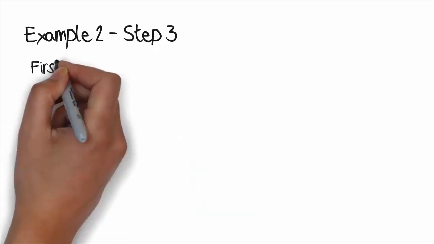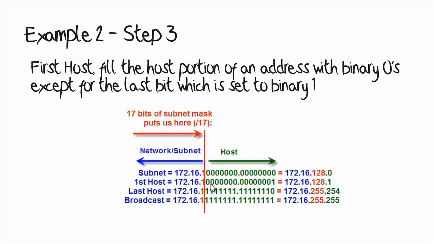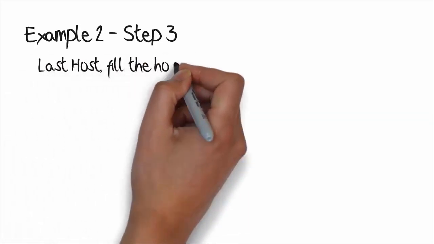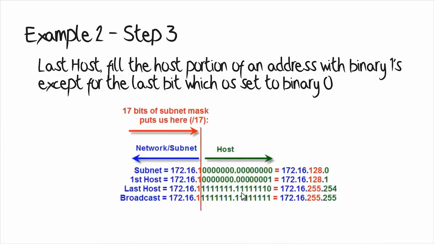172.16.128.0. To work out the first host in the same subnet, you need to fill the host portion with binary zeros except for the last bit, which is set to binary 1. And that would give you 172.16.128.1. To work out the last host, you fill the host portion of the address with binary 1s except for the last bit, which is set to binary 0.